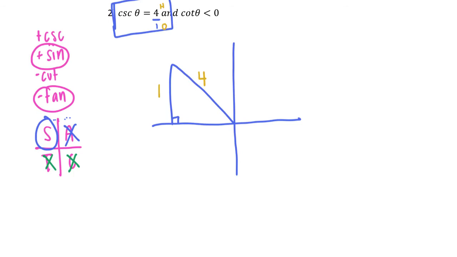Check your signs. If you go up on the y-axis, that should be a positive 1, and the hypotenuse is always positive. So this is our h, this is our o. Now we have to find the adjacent side. Just like in the problem before, to find the adjacent side, you should use the Pythagorean theorem.